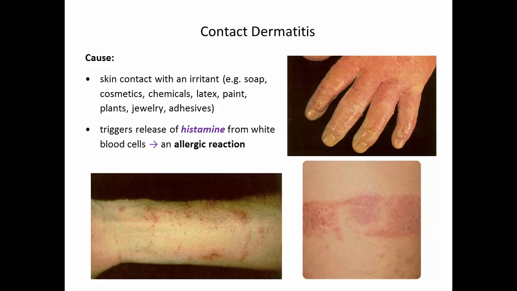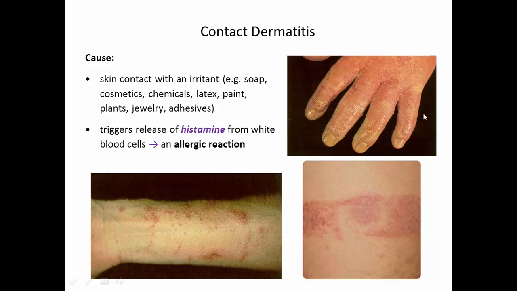So we call this contact dermatitis, and it could be any type of irritant to you in particular. So that could be soap or cosmetics or chemicals. Latex is a big one. Paints, different plants such as poison ivy or poison oak, that is an allergic reaction. Jewelry and different types of adhesives.